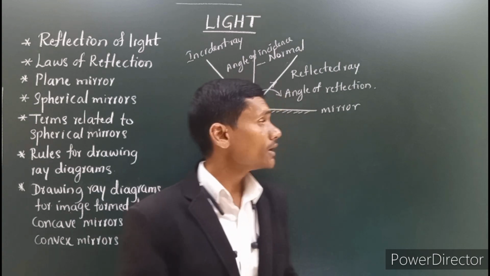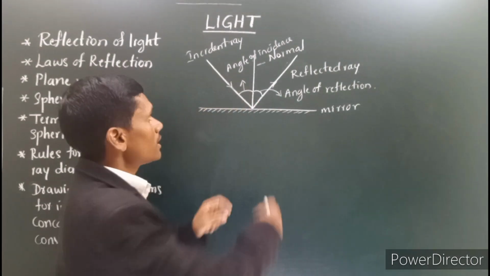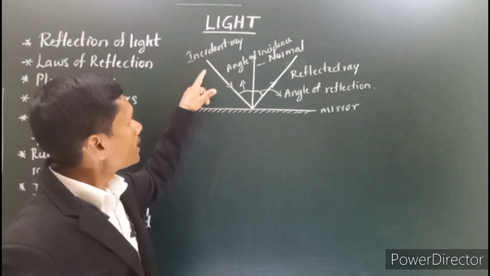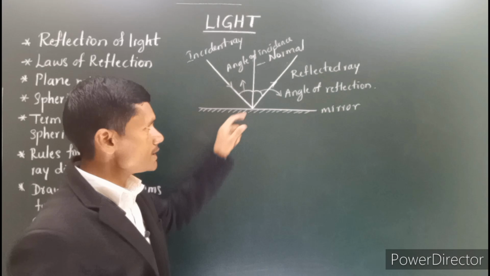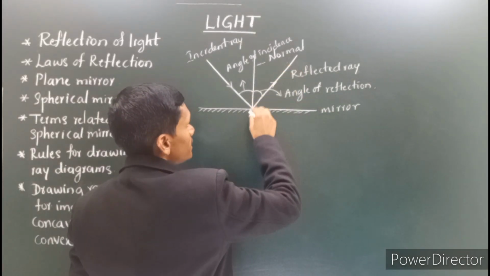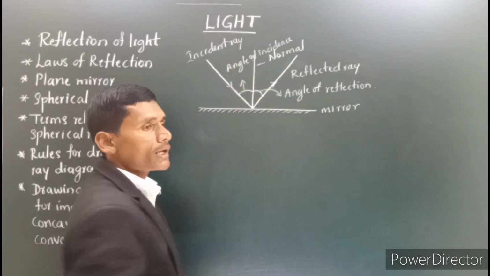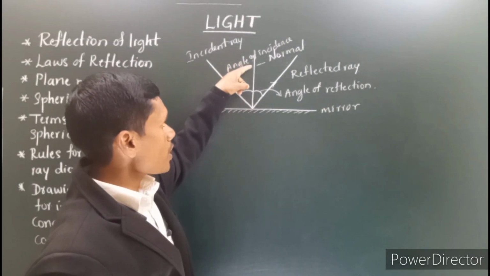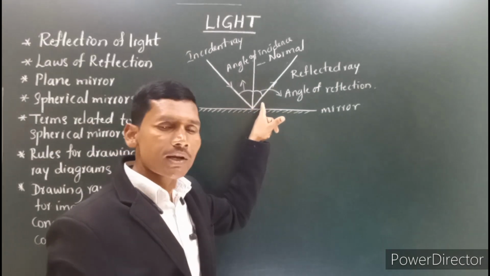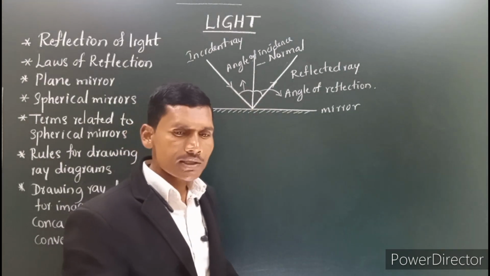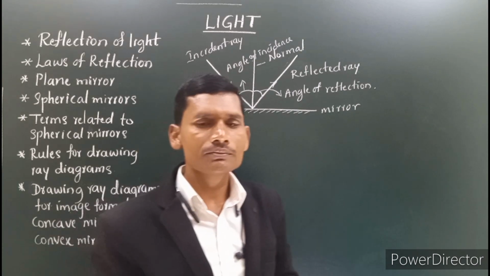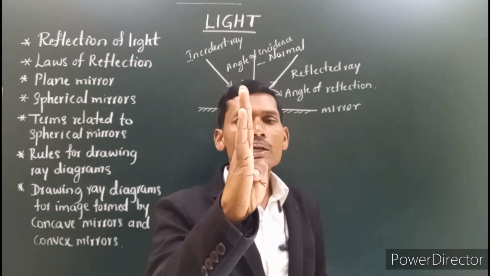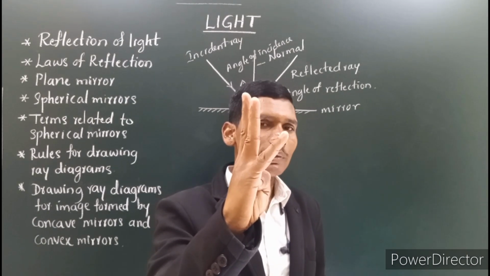Coming to the second law of reflection, what does it say? It says the incident ray, the normal at the point of incidence, and the reflected ray all lie in the same plane. This point is called the point of incidence. What does it mean? See, if I show these fingers, all the fingers are in the same plane now. If any finger is out, then it cannot be in the same plane.